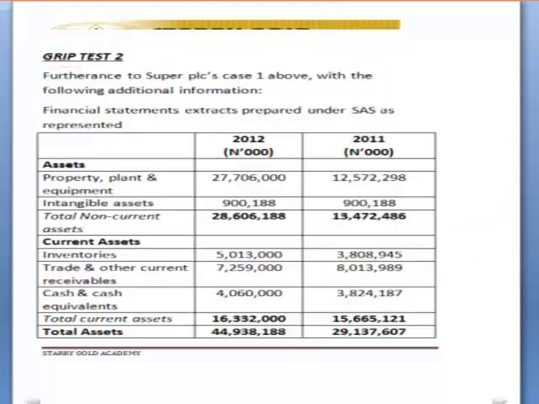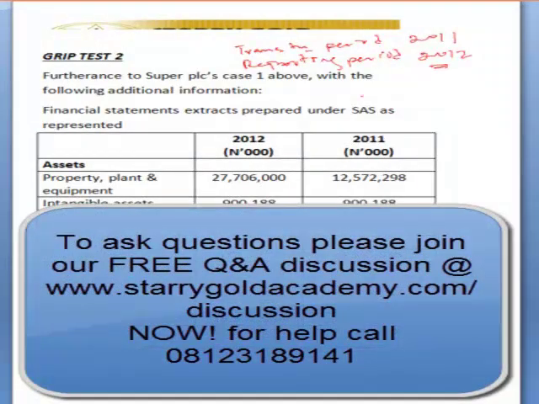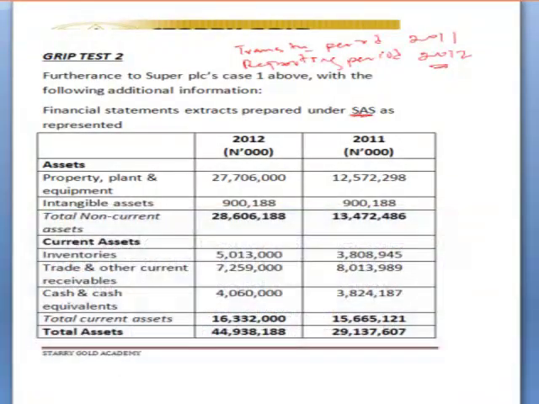Now I'm going to go forward to the question here. So we know that we are presenting this question based on a transition period of 2011. Then we have a reporting period of 2012. Now, financial statement extract under SAS. This financial statement has been prepared in line with local GAAP. This is what you have. You have for 2012, and you have for 2011.